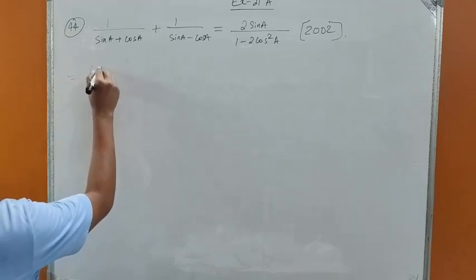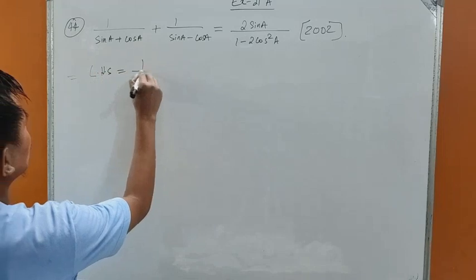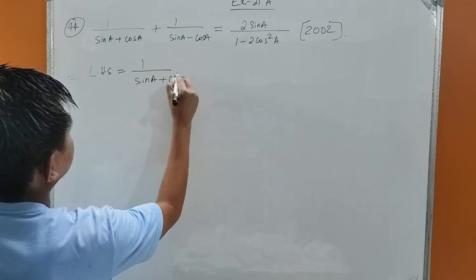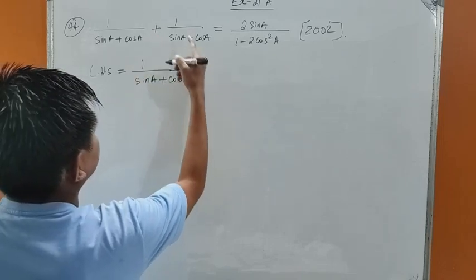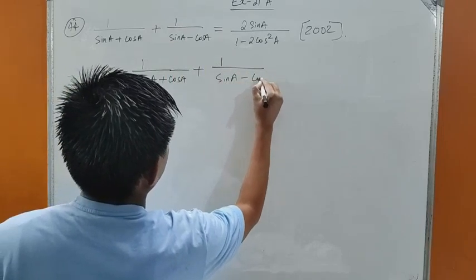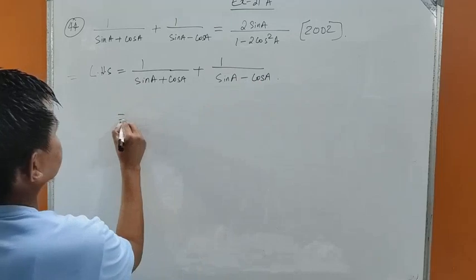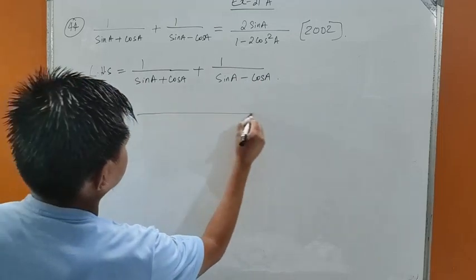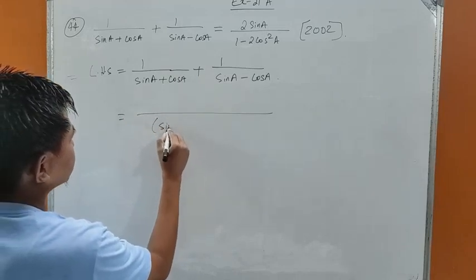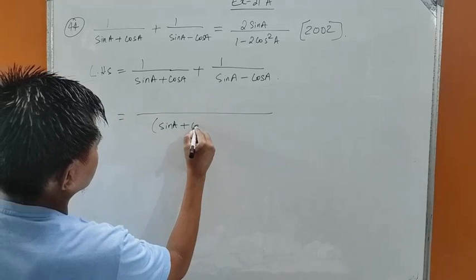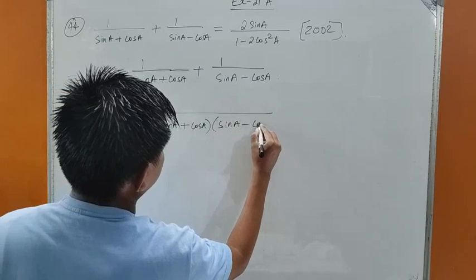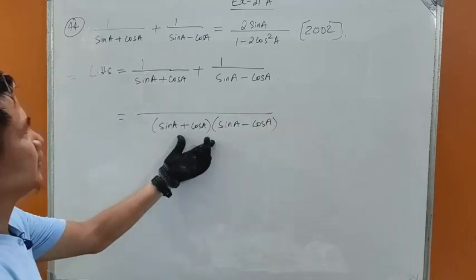In the left hand side we have LHS equals 1 upon sin A plus cos A, isn't it? Plus again we have 1 upon sin A minus cos A. So what do we do? We take the LCM of the denominators. Okay, so these two are totally different expressions. That means we need to multiply them: sin A plus cos A into sin A minus cos A. So this is the LCM.